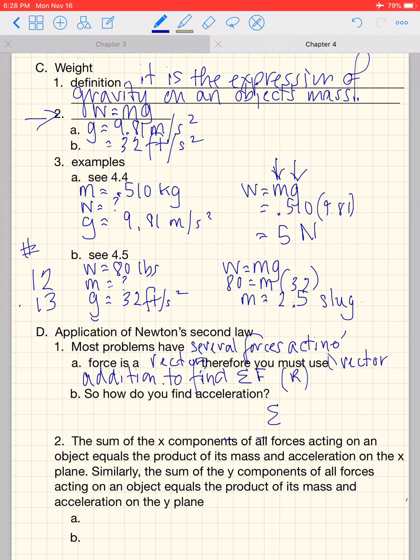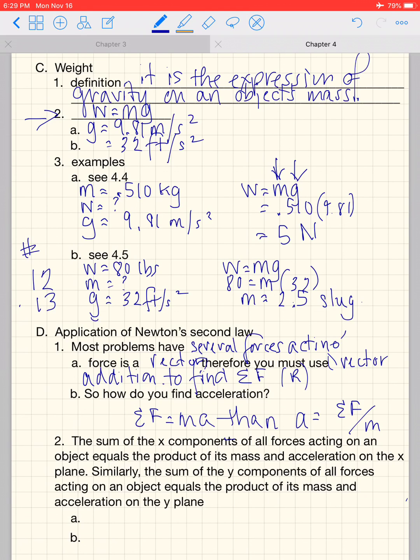So if my equation, you don't have to write this down, if my equation is sigma F equals ma, the only way I can find the effect to this cause is to first find the net force, adding up all my forces. And the way that I add up all my forces is vector addition, like we did in chapter 1. And you guys are pretty good at that, so that's not going to really be that big of a problem. So how do you find acceleration? Well, let's see. If sigma F equals ma, then a is equal to sigma F divided by m.